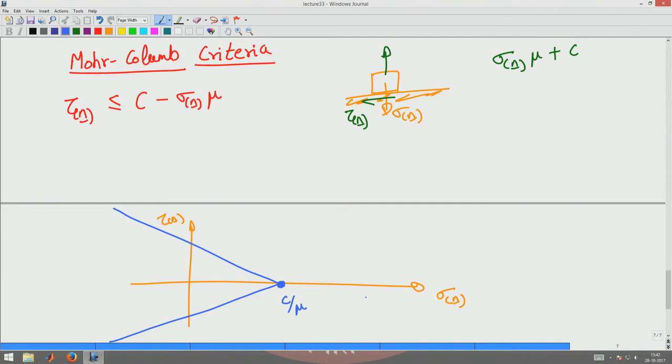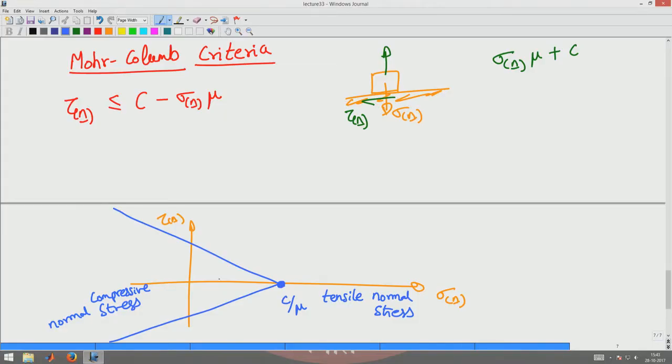Note, we are plotting the tensile normal stress along this axis, this is positive normal stress, and this side represents compressive normal stress. So if the tensile normal stress exceeds a particular value, it will fail, but whatever be the compressive normal stress, if it is a hydrostatic state of stress, it will never fail. That is what this theory tells us.